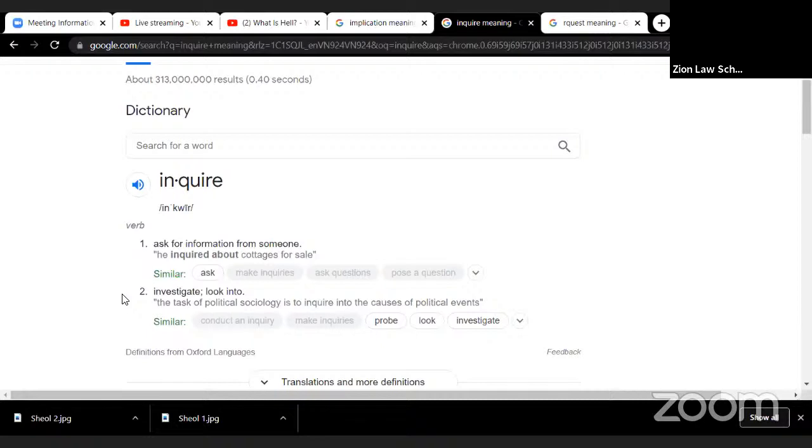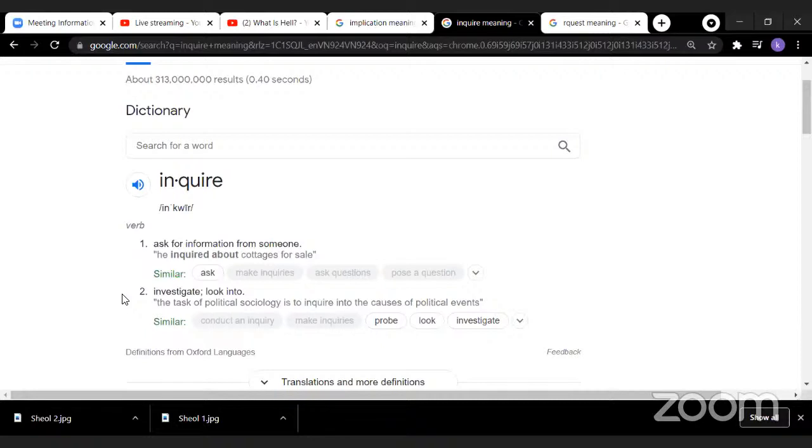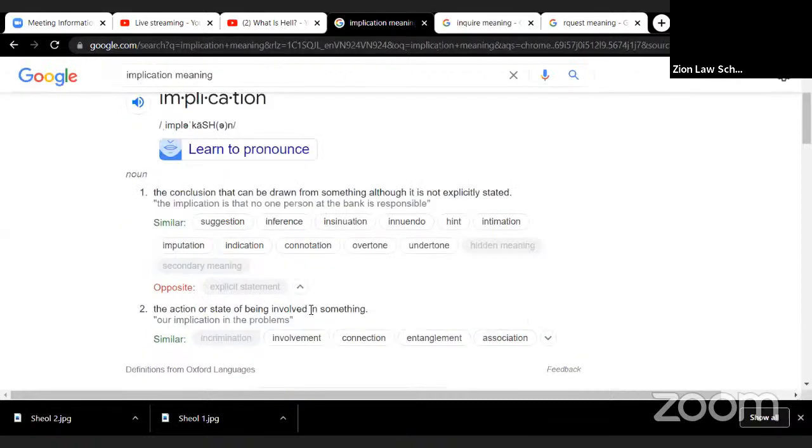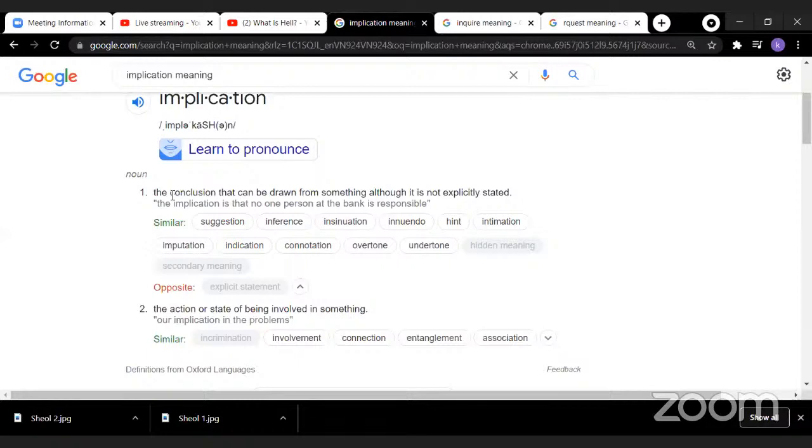Louis, tell me if you agree with this. If so, why? If not, why? A primitive root: to inquire. Do you agree with this, Louis? By implication, to request. Here's the meaning of implication. No, I don't agree, because it's not exactly stated. If it's not exactly stated, then that can't be correct.